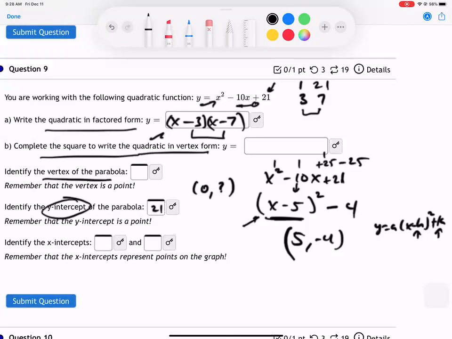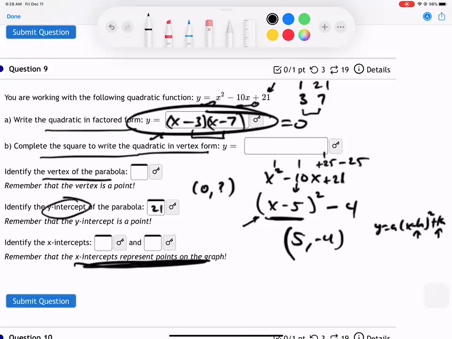The x-intercepts are when the graph goes to 0, so set y equal to 0. Our x-intercepts are at, I think they tell you the points on the graph. So when y is 0, x is 3, and when y is 0, the other x is going to be positive 7. Those are our intercepts.